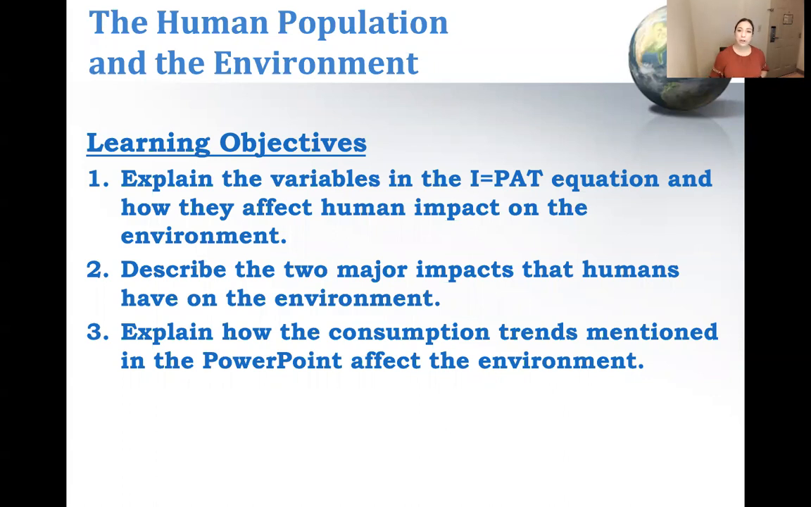And I say human population rather than growth rate because we're going to look at the overall size of a population and consumption and how that affects the environment. So your learning objectives: you need to explain what the variables for what we call the IPAT equation are and how these determine the impact of the human population on the environment. You need to describe two major impacts that humans have on the environment. And finally, you're going to describe consumption trends and the effect that those have.